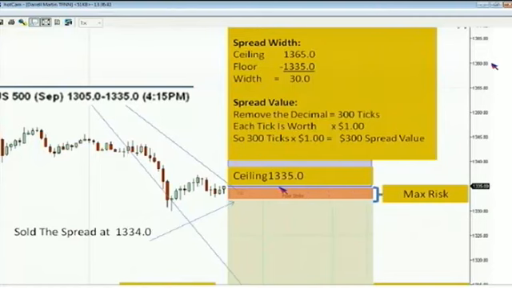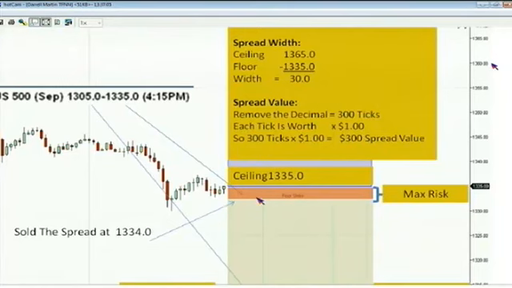All right, we know our spread width is the same as before, because it's always 30 points wide on the ones that start at 8 and go to 4.15. So it's going to be 13.65 down to 13.35. And again, you don't even have to memorize that. That's right on the NateX platform. It tells you it's 300 points wide. That's 30.0, 300 ticks, every tick worth $1. So it's a $300 spread value. Basically my risk and my reward are going to total a combined $300.